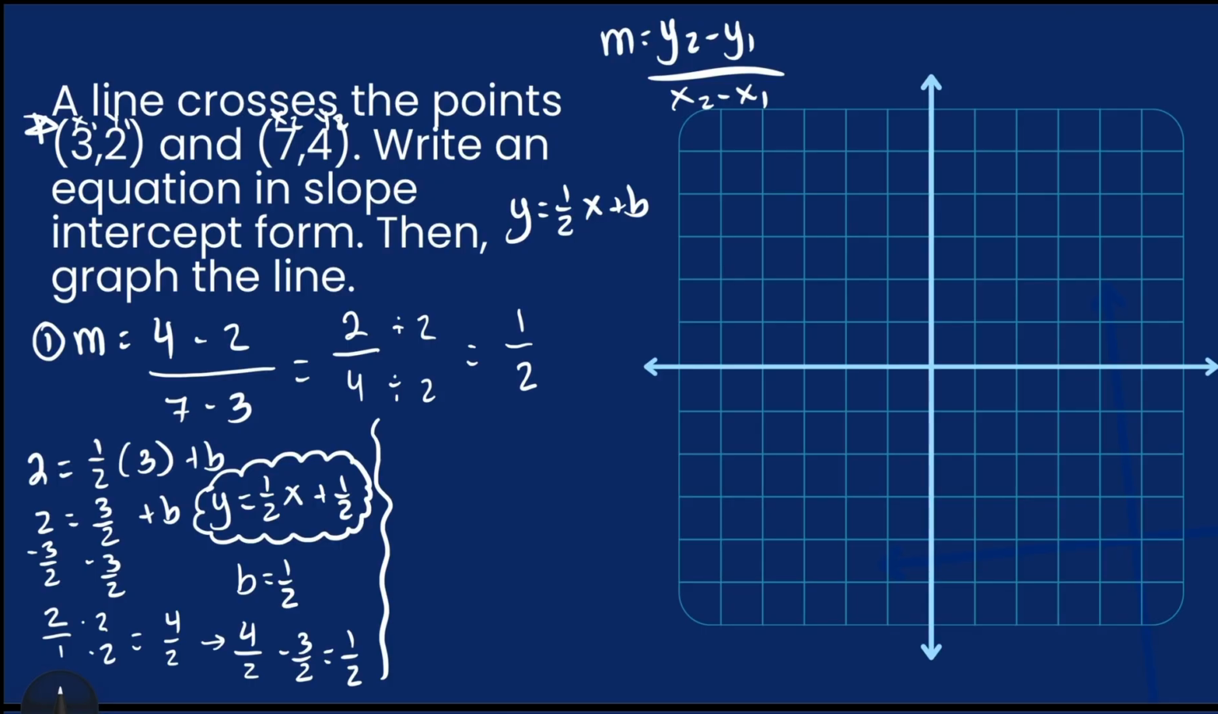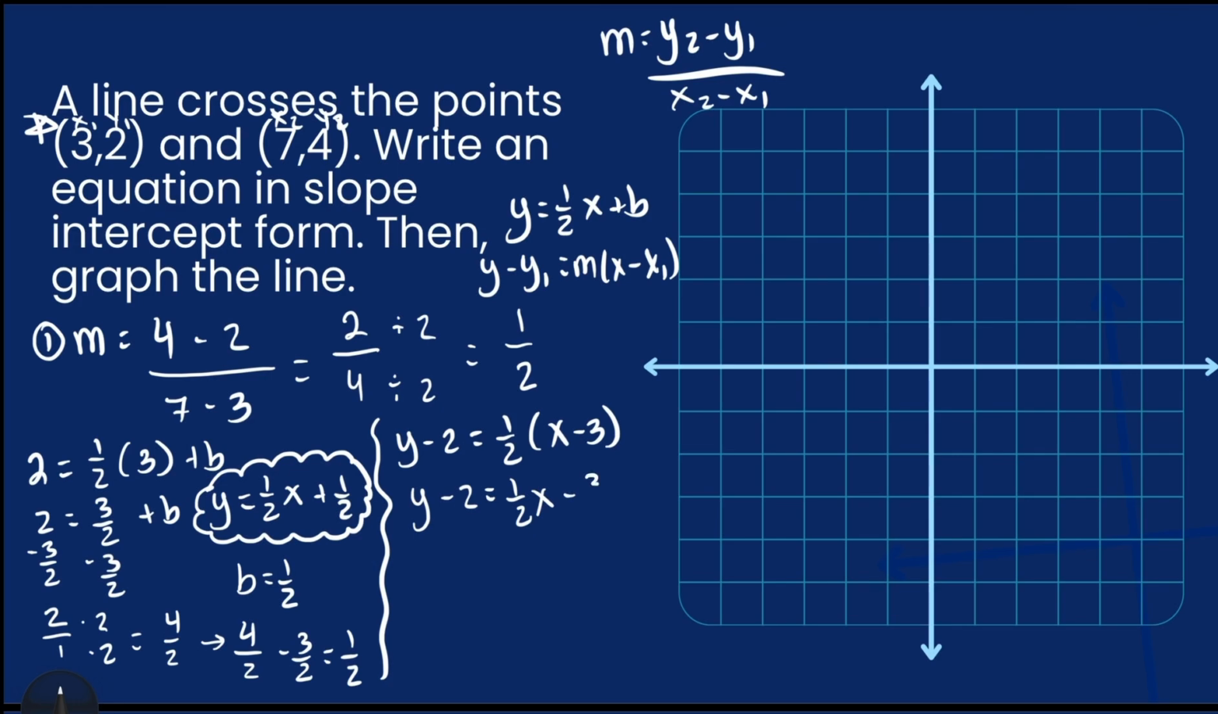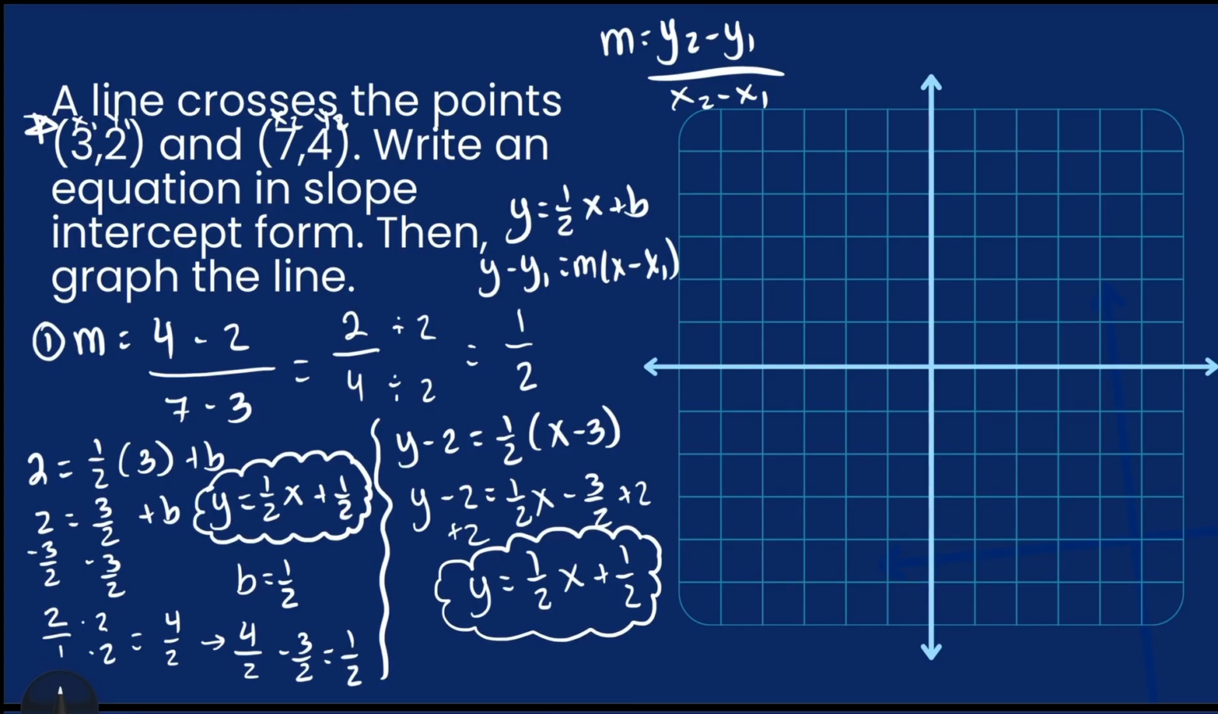Now I'm going to write this in point slope form, which is y minus y1 equals m x minus x1. So I'm going to write this as y minus 2 equals 1/2 x minus 3. I'm going to distribute 1/2. I get y minus 2 equals 1/2 x minus 3 over 2. I'm going to add 2 on both sides, and then get y equals 1/2 x plus 1/2. And just like that, I get the same answer. And that's it.